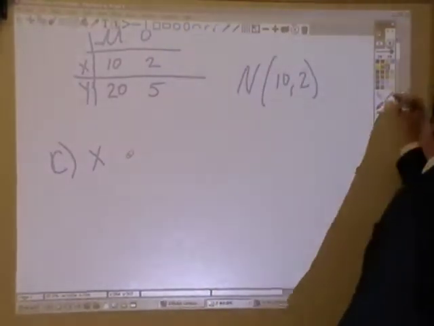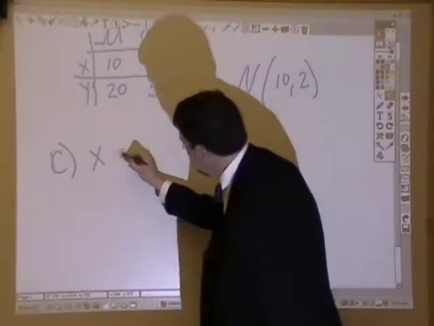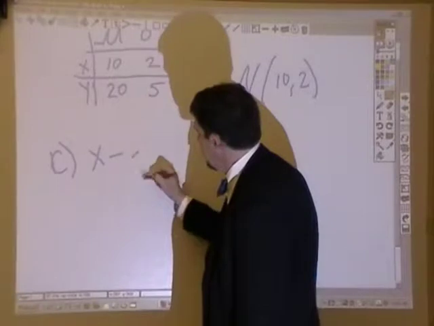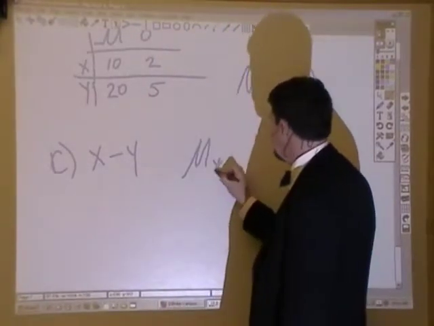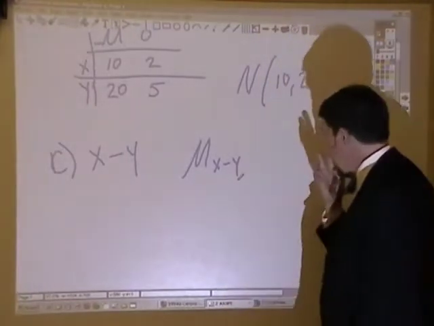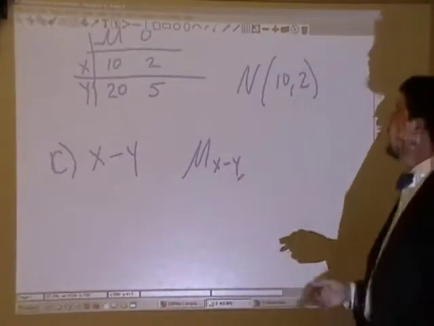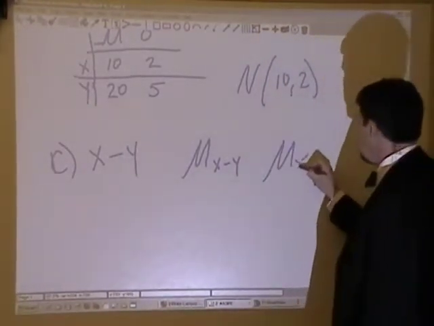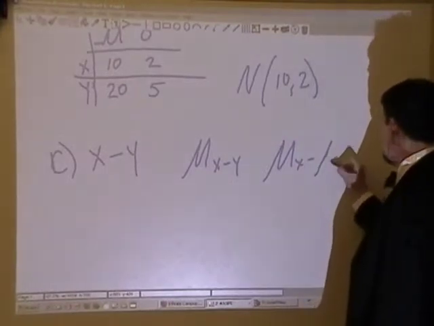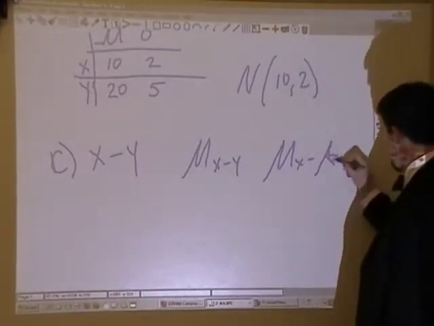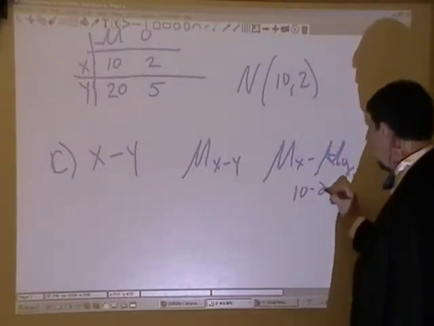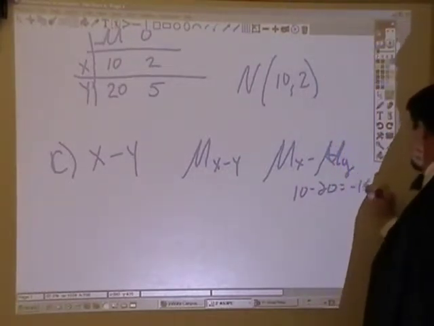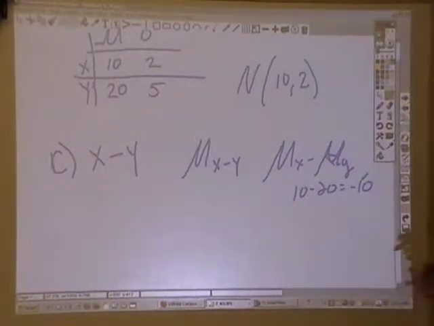All right, so the next to last part of this question is X minus Y. I want to find the mean of distribution X minus distribution Y, and I can subtract the means. So this is the mean of X minus the mean of Y, which is 10 minus 20, which is negative 10. Okay, so I've got a value of negative 10.